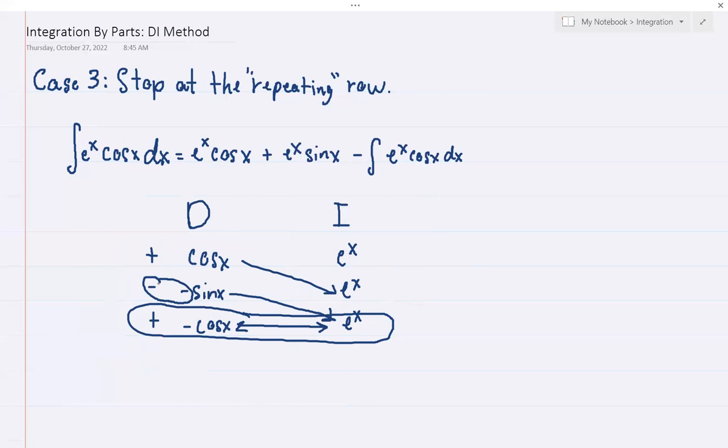The next one, since we have negative here and we have negative sine x, this would be positive sine x. So sine x times e raised to x, so this would be e raised to x times sine x. Then lastly, on your last row, which is your third row, multiply them together and integrate them. So negative cosine x times e raised to x is negative e raised to x times cosine x. Then integrate, which is this one. So I'm going to move it here.